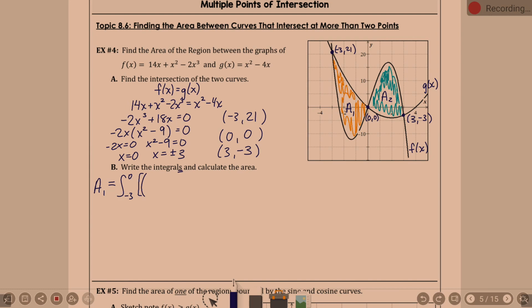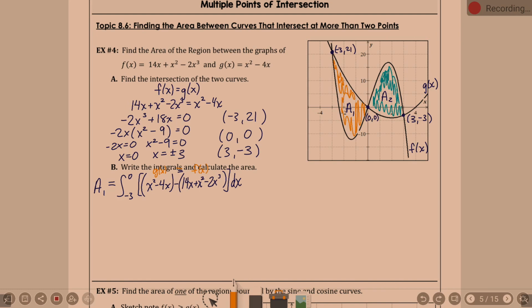Do we have to subtract those from each other? Yes. And whichever one is on the top goes first. So then x squared minus 4x. g of x is on top in this case, yes? On this one, from -3 to 0, g of x is on top. So x squared minus 4x minus 14x plus x squared minus 2x cubed dx. And that was doing what we decided: g of x minus f of x.